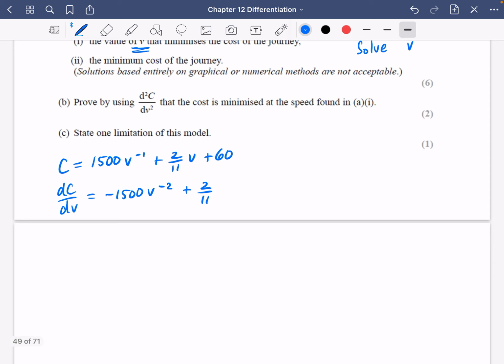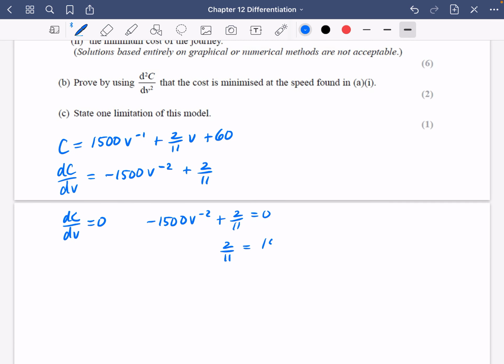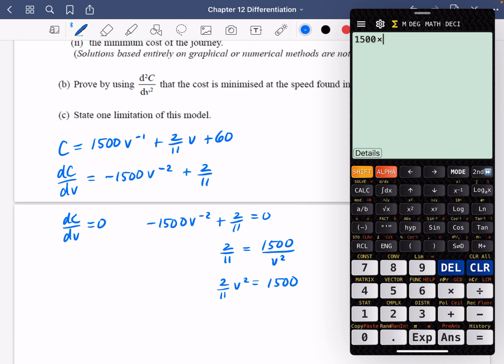I'm now going to make this equal to 0. So I'm going to say that dC by dv is equal to 0. In other words, minus 1,500 v to the minus 2 plus 2/11 equals 0. So 2/11 equals 1,500 over v squared. So multiplying everything up, I get 2/11 v squared equals 1,500. So I'm going to multiply 1,500 by 11, and then divide it by 2, so that v squared is 8,250, meaning that v is the square root of that answer.